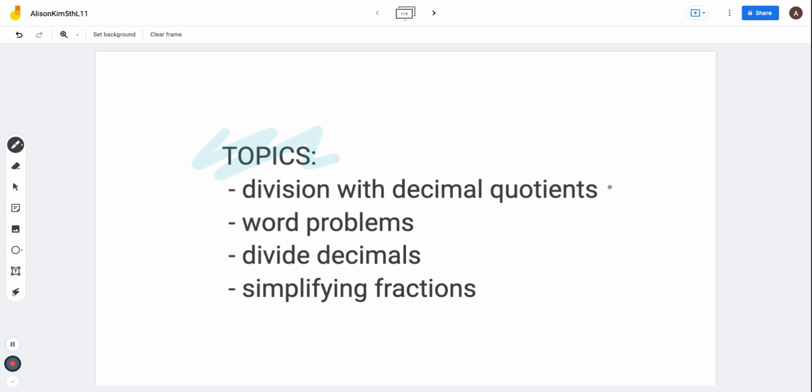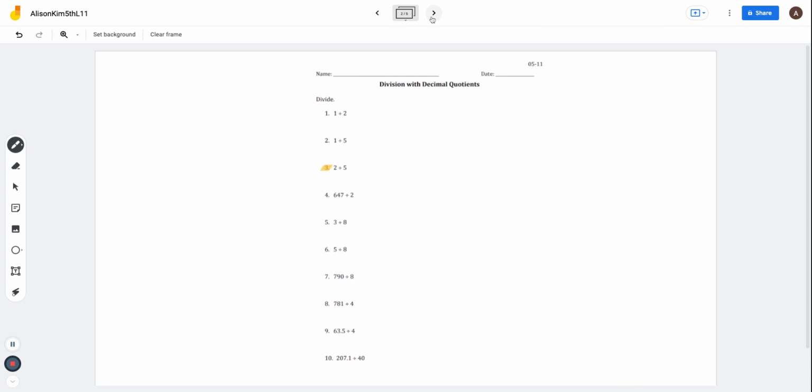Hi, fifth graders. Today's topics are going to be division with decimal quotients, word problems, dividing decimals, and simplifying fractions. We're going to get started with dividing with decimal quotients. So what this means is that you're going to be dividing as you regularly do, but your answer, or your quotient, is going to be a decimal.